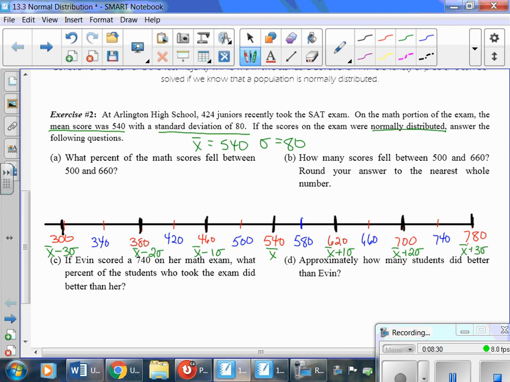Now, if you remember what that normal distribution looks like, it looks something like this, and I'm not going to make it as big. So what we're going to do is consider here's my mean at 540. Actually I didn't do this exactly right. Let's see if I can move it over. That's probably a little better. Okay, so there's my mean at 540.